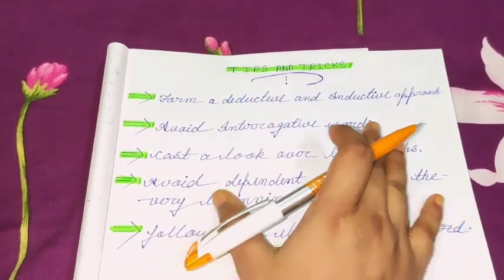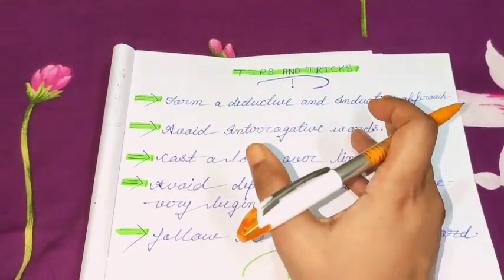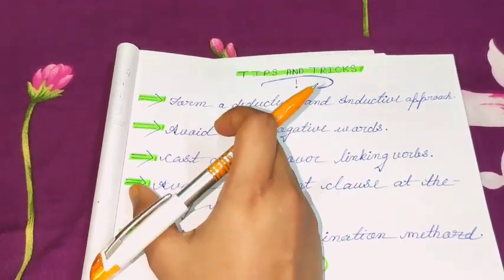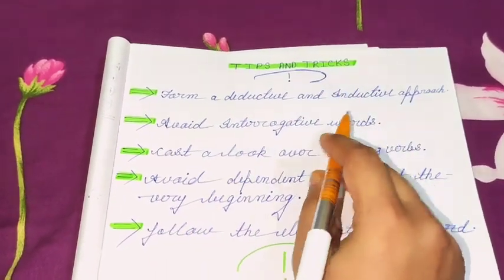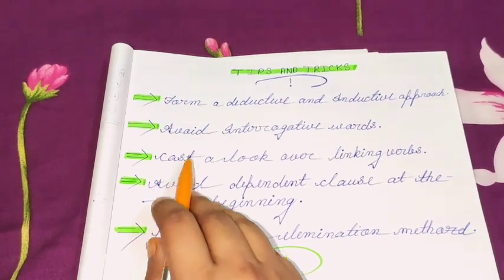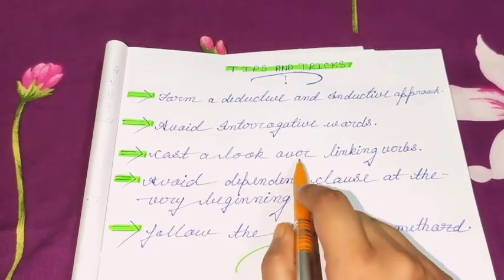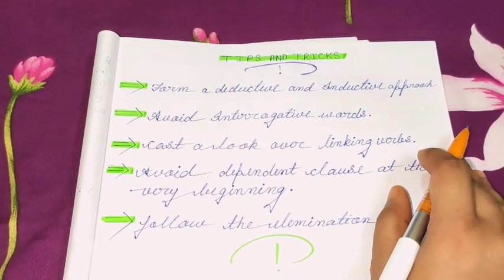So you should find out when one sentence is completed with a linking verb, then it will connect another sentence after this linking verb. That is the main thing here. So this was one tip, that is cast a look over linking verbs.